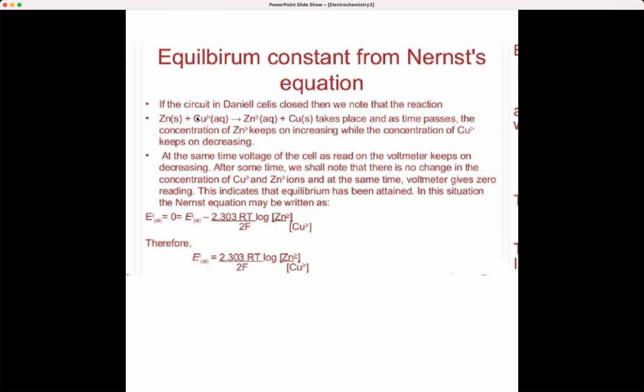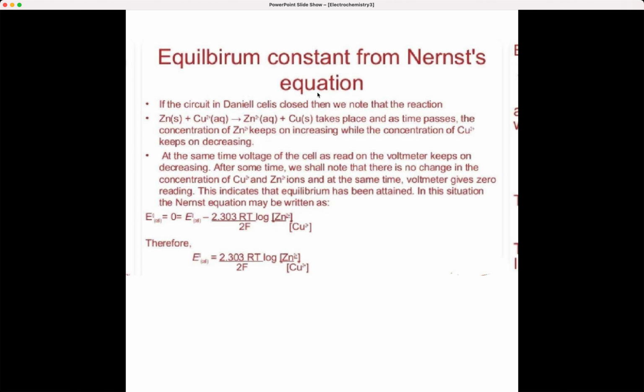Normally, in the Daniell cell, the circuit is closed and the reaction we are discussing, Zn plus Cu²⁺ giving Zn²⁺ plus Cu, takes place. Zinc will lose electrons and attain the Zn²⁺ state, and copper will accept those electrons and become copper metal. And what happens when time passes? The Zn²⁺ concentration keeps on increasing, while the concentration of Cu²⁺ keeps on decreasing.